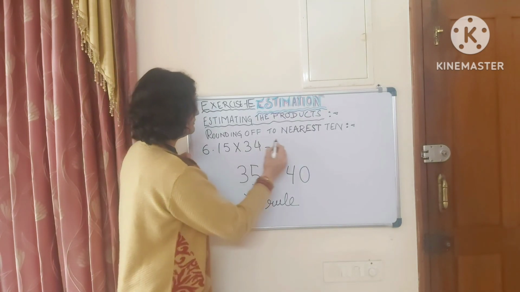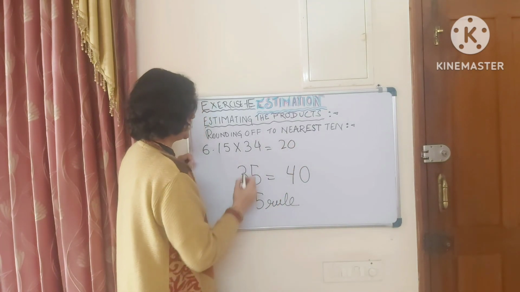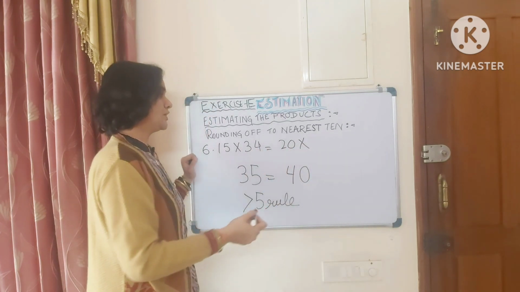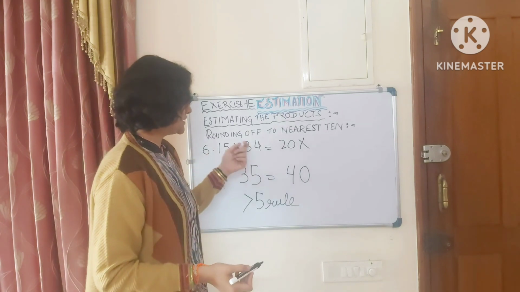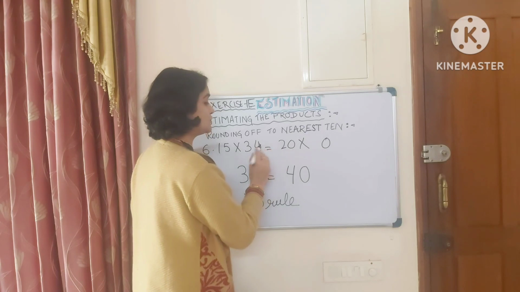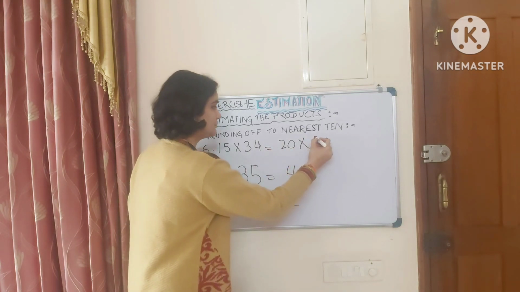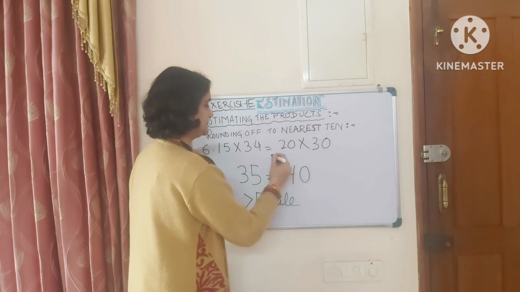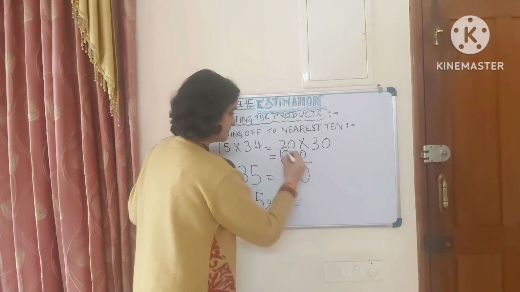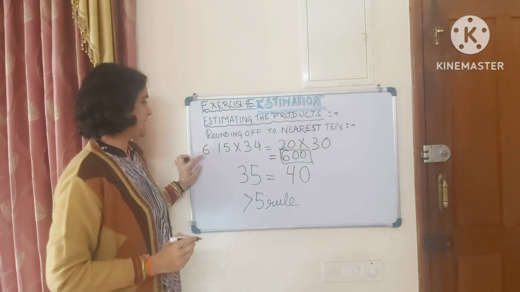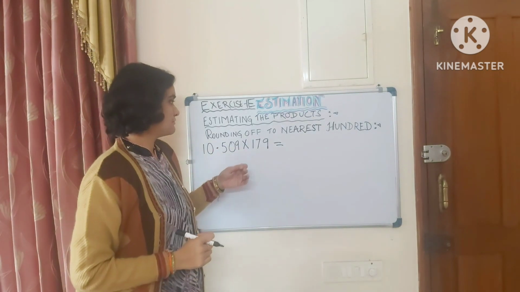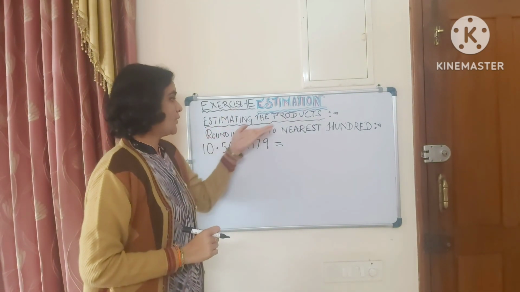Here 15 will become 20 and we'll multiply it with 34. 34 we need to round off first. So if we round off this first, what it will become? 4 will become 0 and 3 as it is because 4 is less than 5. So less than 5 rule. So it becomes 30, right? So final answer is 600 for question number 6.